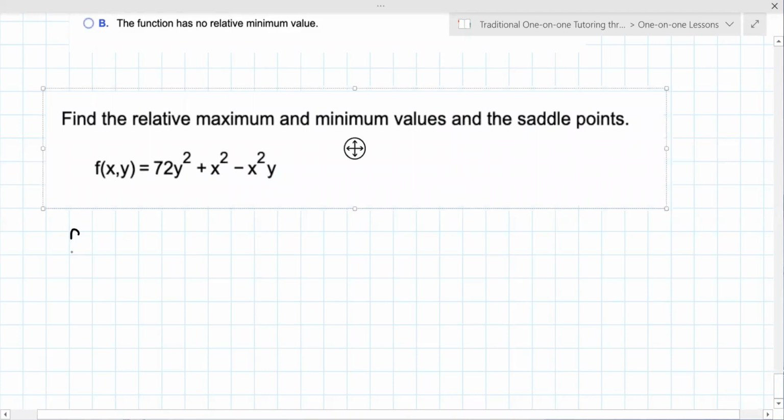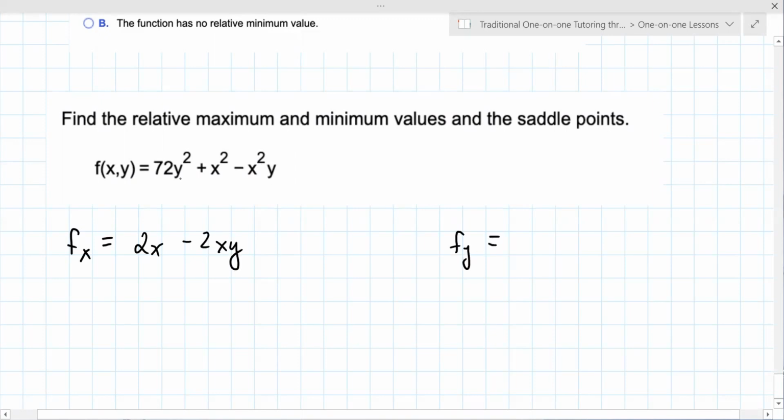Okay, so got to find fx, which is 2x. And then here, this could be a little bit complicated, but it's power rule and the y just comes with it. So it's -2xy. Fy from the first term is 144y, this is 0, and then minus x squared. Fxy, you take the derivative of this with respect to y, so it's going to be -2x. And notice if you were to take the derivative of the one on the right with respect to x, fyx, it would be -2x, which is the same. Fxy equals fyx.